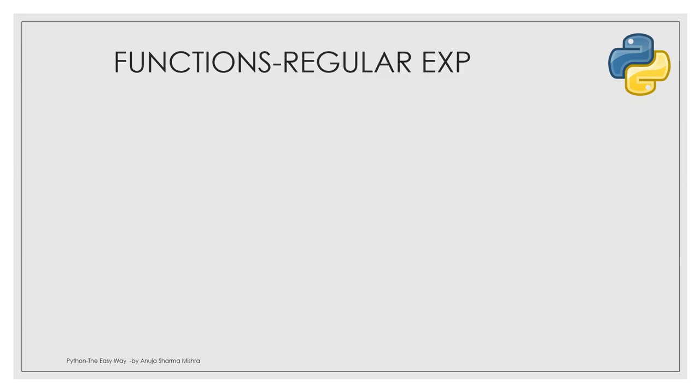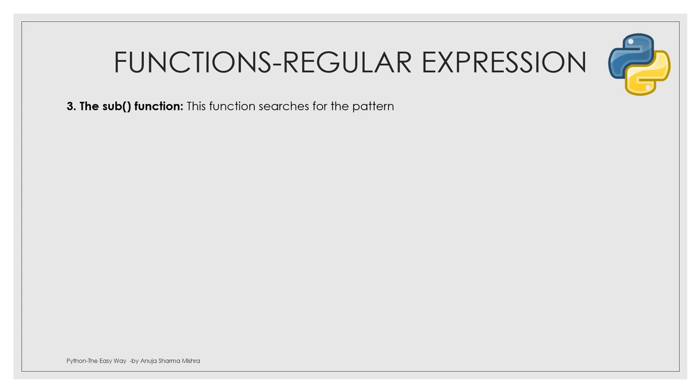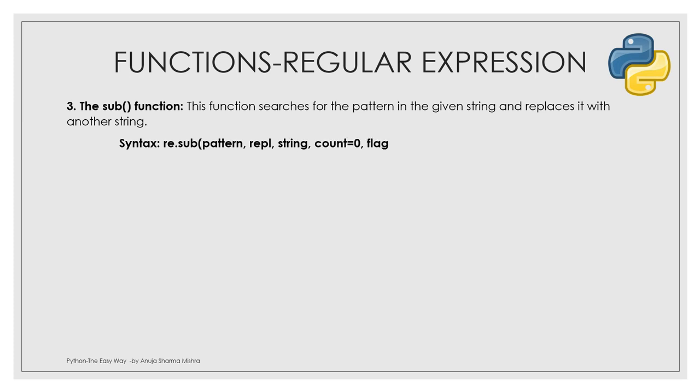So the next function we'll be talking about is the sub function. The sub function is like a substitution or replacement function. So you try to find a pattern in a given string. If that pattern is present in the string, you replace it with some other string. This is what your sub function will do. It searches for the pattern in the given string and replaces it with another string.